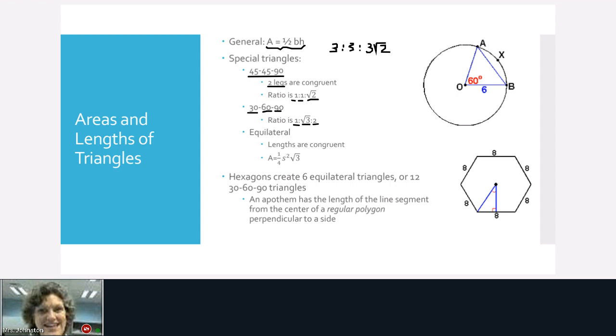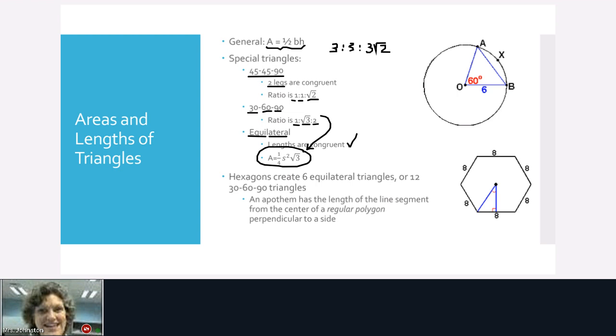An equilateral triangle is exactly what it says, equilateral, all sides are the same. So the lengths of all the sides are congruent, don't need any ratio for that. And there's a special formula for the area of an equilateral triangle that is going to come in very handy. If you don't already have it in your notes, write down that the area of an equilateral triangle is 1/4 times the side squared times the square root of 3. And you can imagine that this was taken from this ratio of the 30, 60, 90 triangle side lengths.